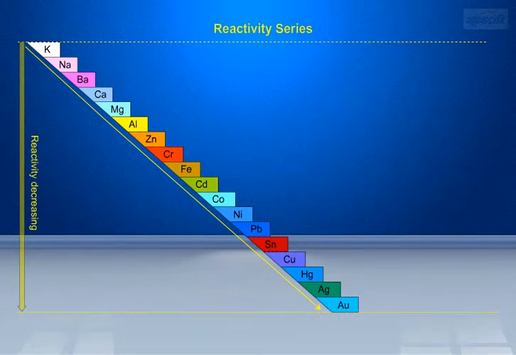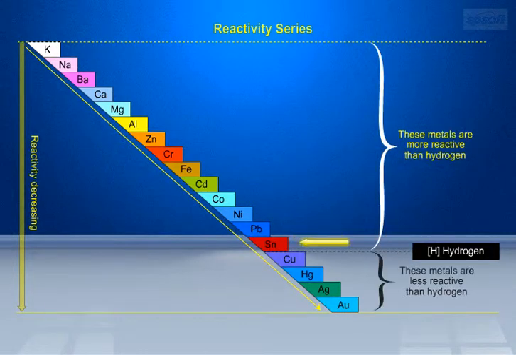The reactivity series metals are potassium, sodium, barium, calcium, magnesium, aluminium, zinc, chromium, iron, cadmium, cobalt, nickel, tin, hydrogen, lead, copper, mercury, silver and gold. The only non-metal present in a reactivity series is hydrogen.